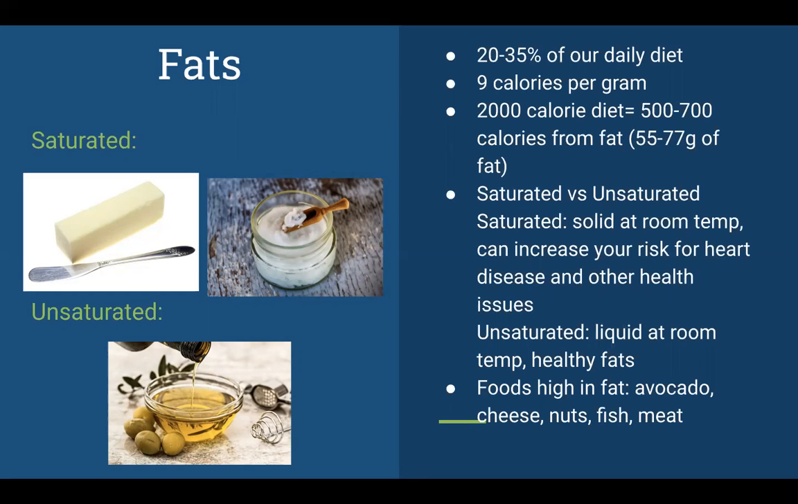On the left here, we have some pictures of saturated fats, so that would include butter and coconut oil, and for unsaturated fat, we have olive oil. Some foods that are high in fat include avocado, cheese, nuts, fish, and meat.